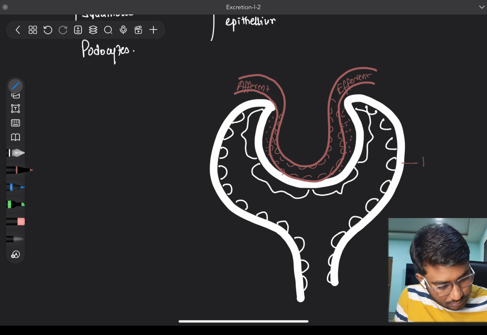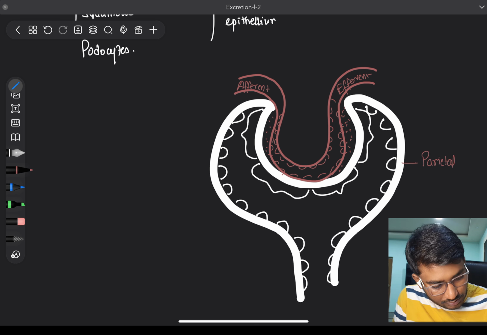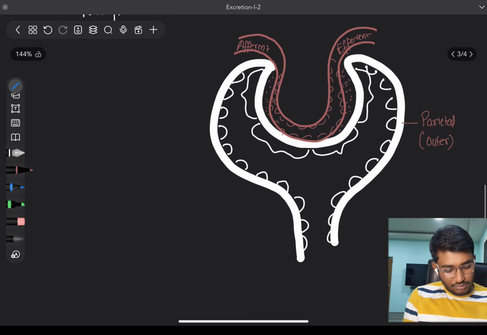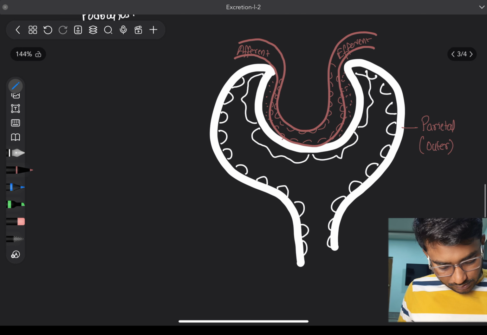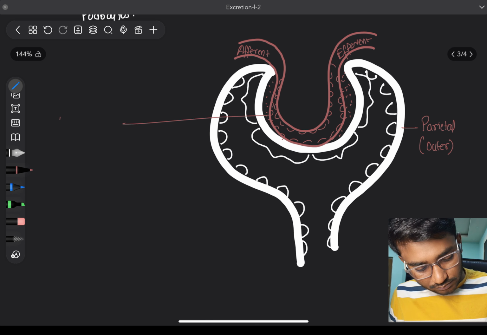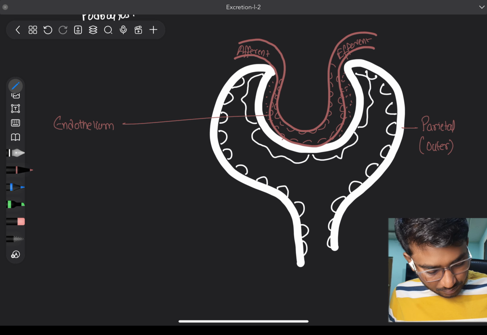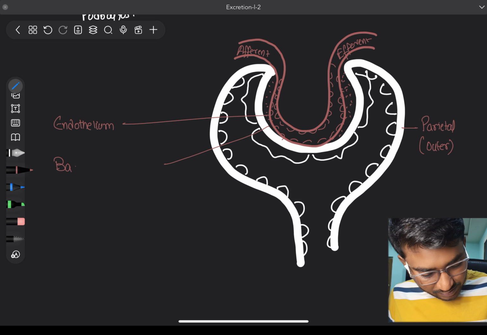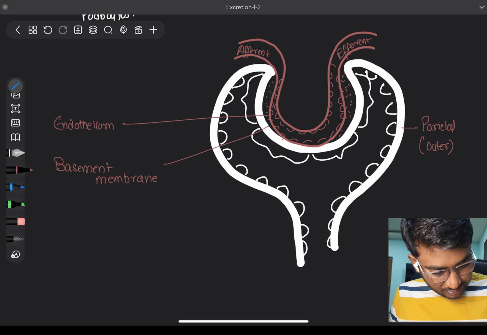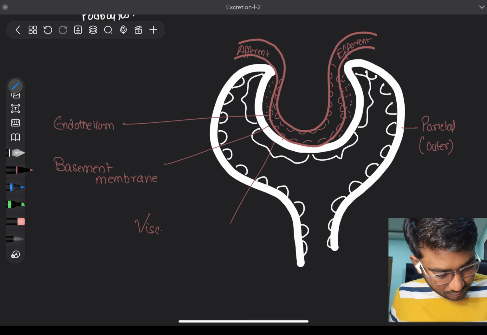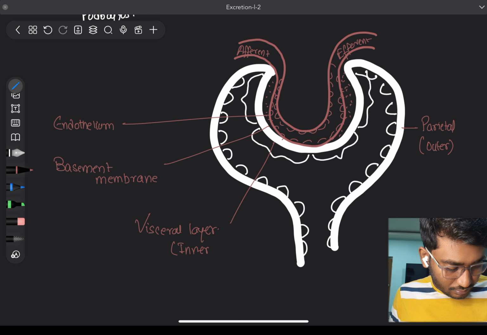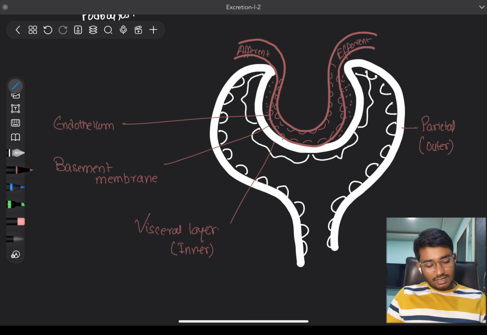This is the parietal layer, that is the outer layer. Now this is the endothelium. This is the basement membrane. And this is the visceral layer, that is the inner layer.